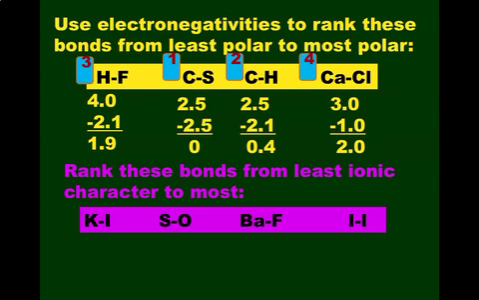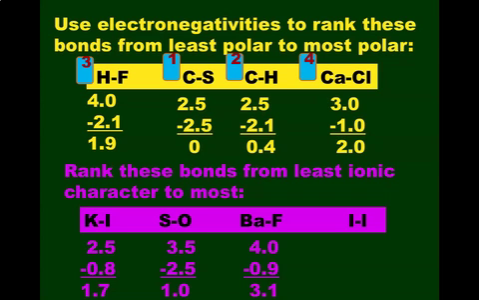Okay, we're going to do the same thing down here. You can go back and look at the electronegativities between K and I. I is 2.5 and K is 0.8. We subtract, we get 1.7. Sulfur and oxygen. Oxygen is 3.5, sulfur is 2.5, so we subtract and we get 1. Barium and fluorine. Fluorine is 4 and barium is 0.9, so we subtract, we get 3.1. And iodine and iodine, well, we know those are going to be the same, so we don't even necessarily have to look that up because it is 2 of the same, so if we subtract the same numbers, it's 0.